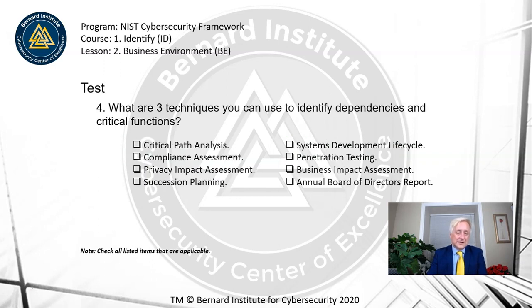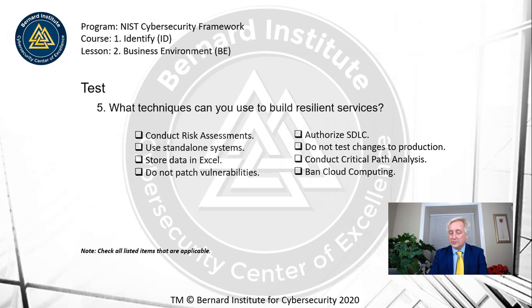So, test number 4. What are 3 techniques you can use to identify dependencies and critical functions? Well, you could do critical path analysis. How about a compliance assessment? No. Privacy impact assessment? No. Succession planning will help you to identify important dependencies. How about systems development lifecycle? No. Penetration testing? No. A business impact assessment will help you identify critical dependencies. How about the annual board of directors report? No.